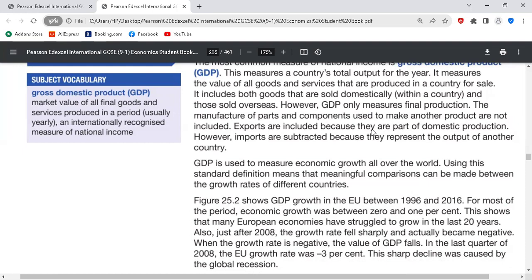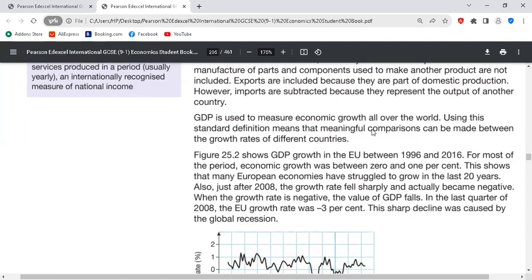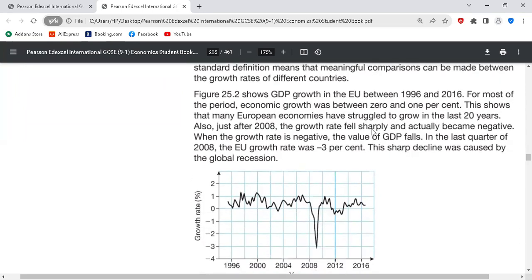Clear? Yeah. So GDP is used to measure economic growth all over the world. Using this standard definition means that meaningful comparisons can be made between the growth rates of different countries. Because when we are measuring the GDP of a country, we use the same formula. It means we can decide which country is bigger and which country is smaller. Clear? Yeah.